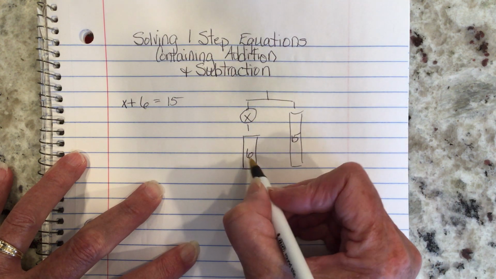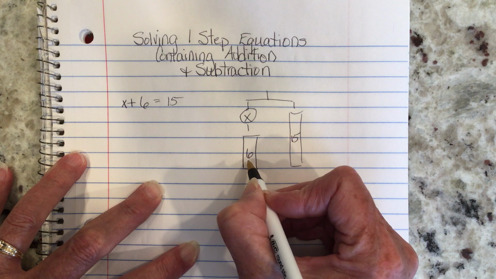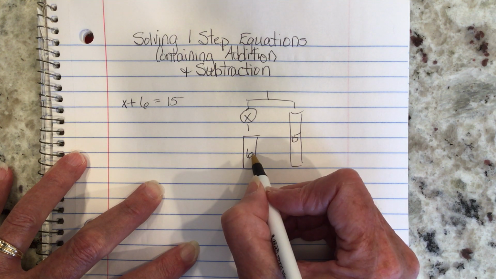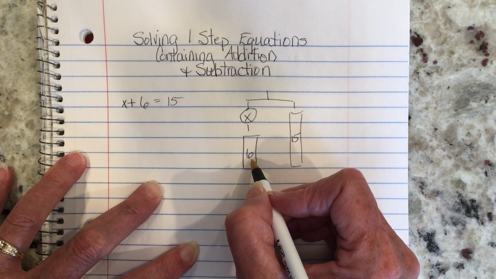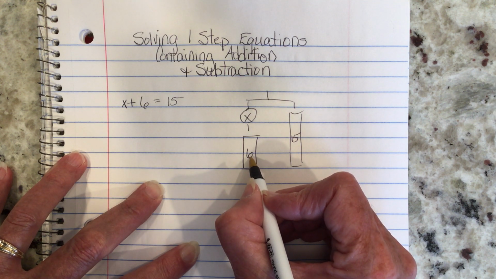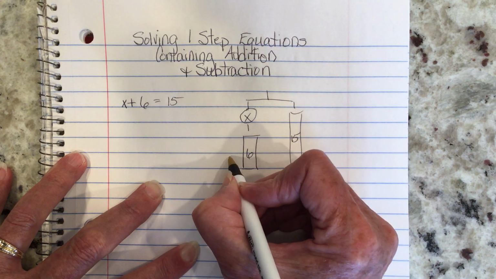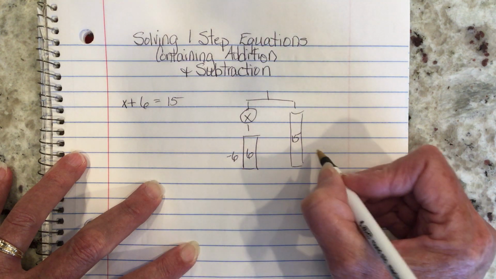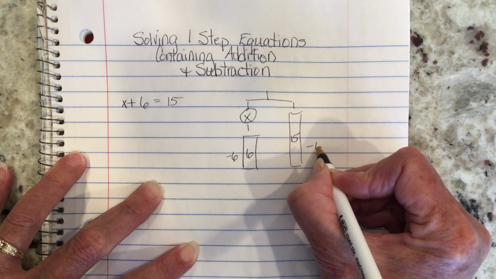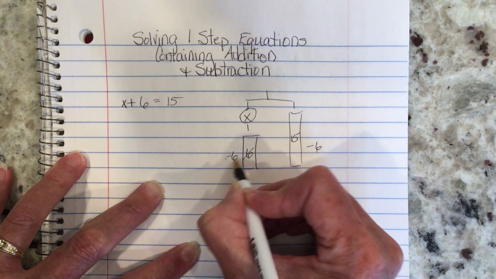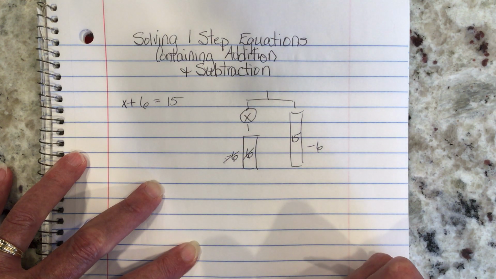So what I want to do is I want this to go away. So what can I put with positive 6 to make it go to 0? Well, if we think about 0 pairs, they equal 0. So what is the opposite of 6? Well, that would be negative 6. So if I put negative 6 on this side, to keep it balanced, I have to put negative 6 on this side. So now these cancel each other out because they're a 0 pair.